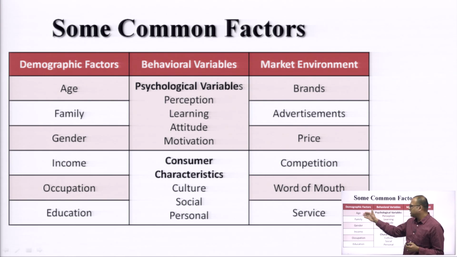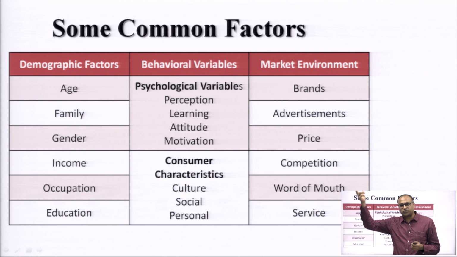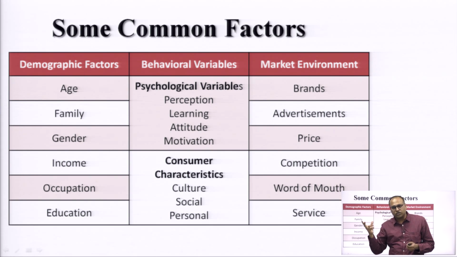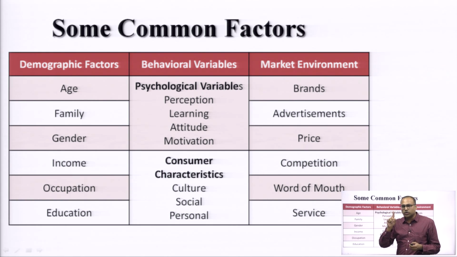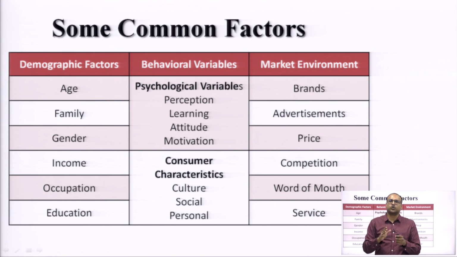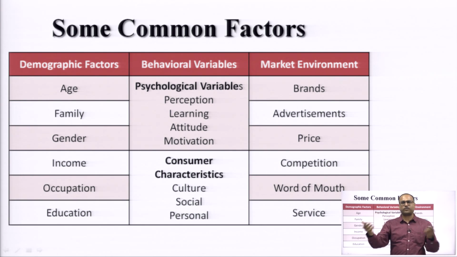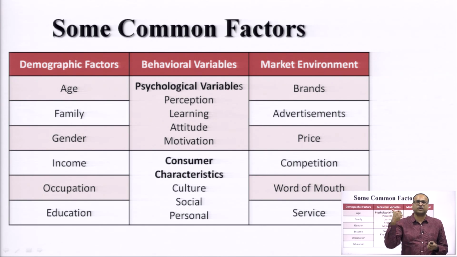Starting with age. The older the person, the more experienced he is and the more knowledge he has, so he could have a specific behavior about everything. Then family. A bachelor will show a different behavior, a married person will show a different behavior, a married person with kids will show a different behavior, and a person living in a joint family will show a different behavior. People from nuclear families and joint families show different kinds of behavior.